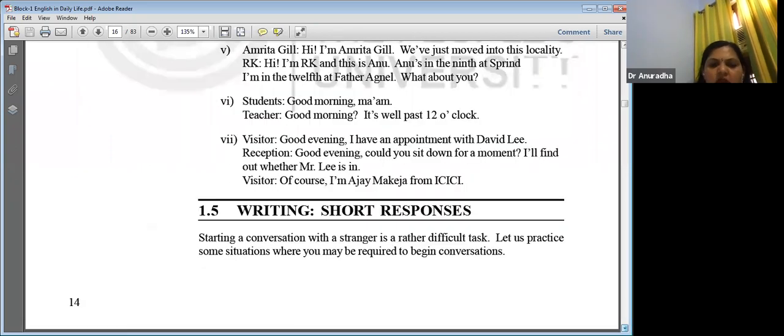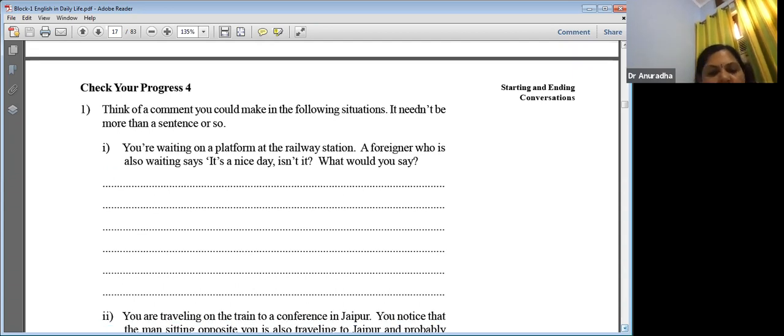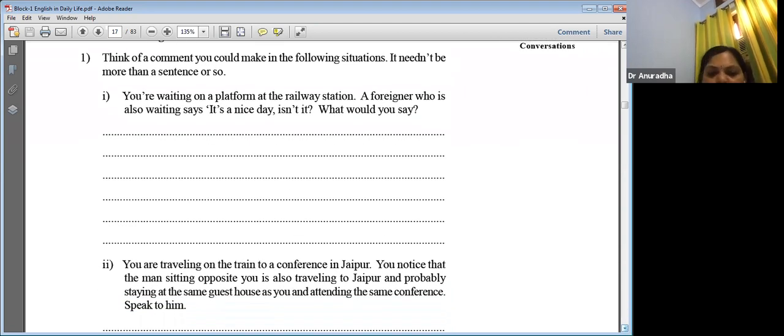For example, the situation is you are waiting on a platform at the railway station. A foreigner who is also waiting says, it's a nice day, isn't it? What would you say? Definitely you will say, yes, it's a nice day. And then you can start a conversation about where you are going. He can answer, I'm going to Banaras. And what about you?